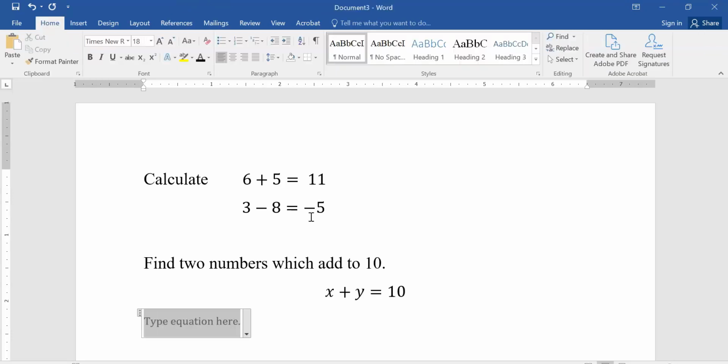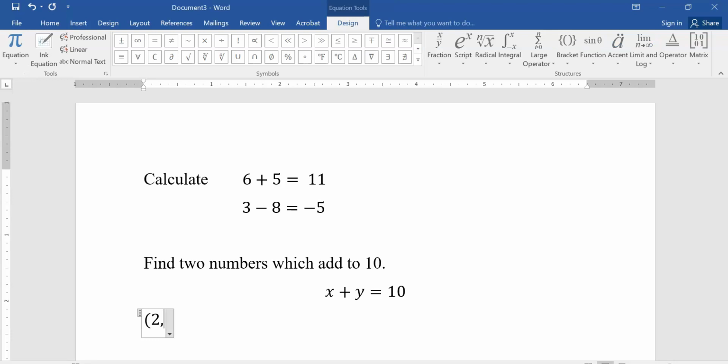You could have said, well, 2, 3 isn't, not 2, 3, did I say that right? 2, 8 is an ordered pair which adds to 10. There's obviously other ordered pairs that add to 10 as well. 9, 1 is an ordered pair that adds to 10. Negative 3, 13 is an ordered pair that adds to 10.